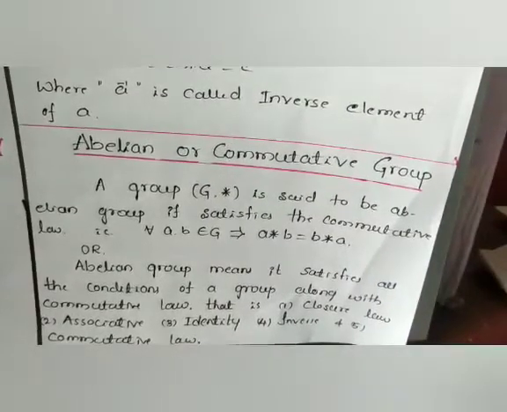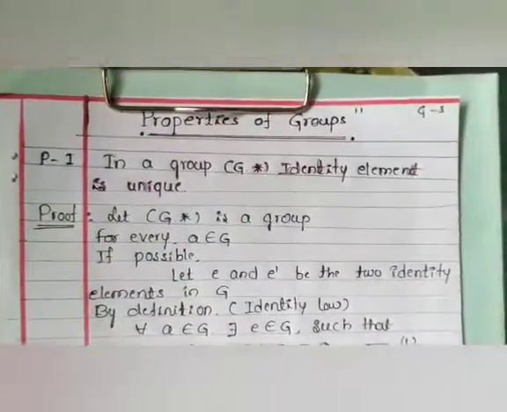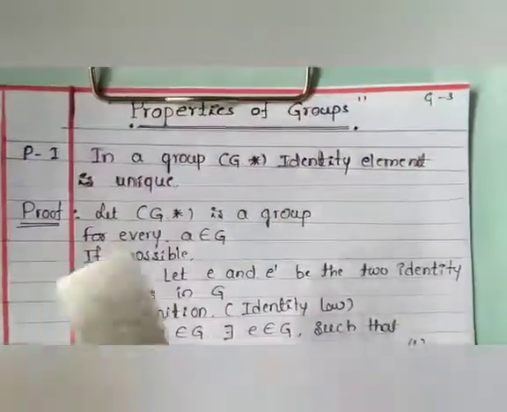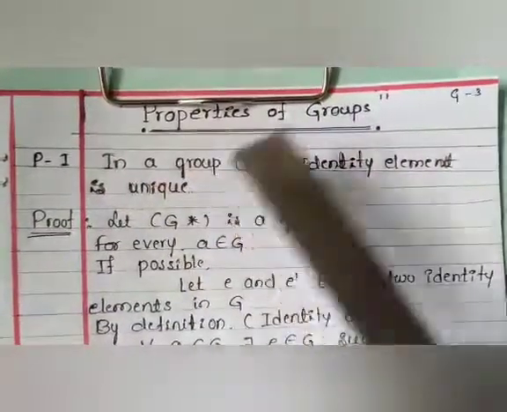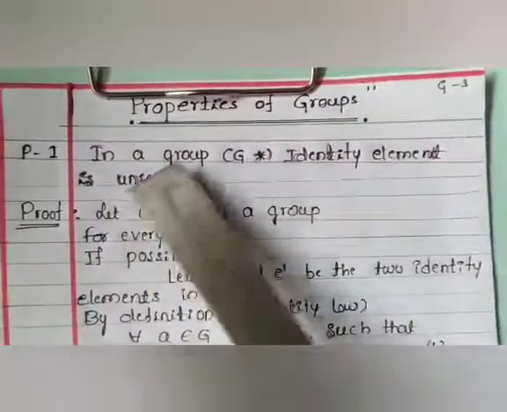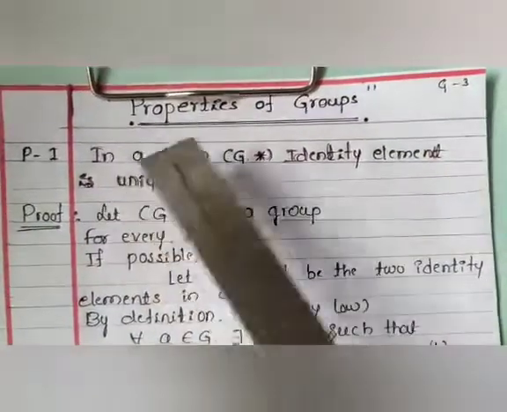Next, let us go for the properties of a group. These properties of a group depend on the laws. First property: in a group G star, identity element is unique. What is the meaning of this? In a group G star.